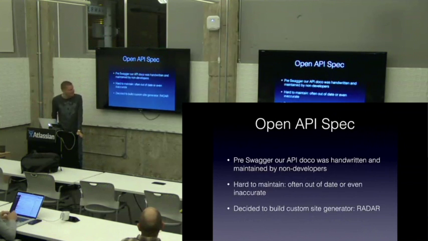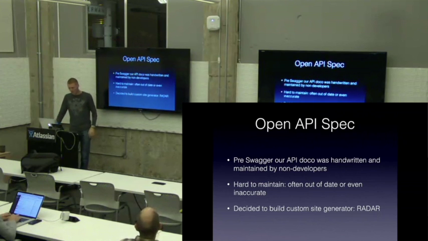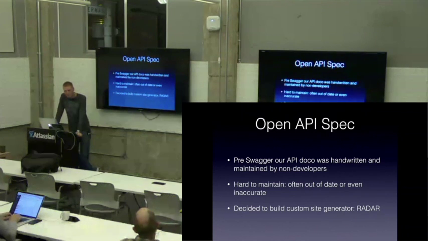Anyway, so enter OpenAPI spec. This is a small peek at all the things that we struggle with. A year ago or so, we adopted Swagger, and the main driver at the time was that our documentation situation was kind of dire.